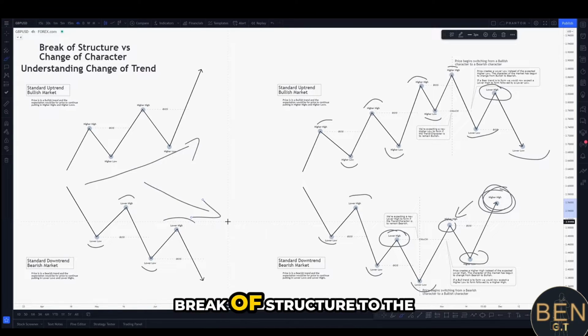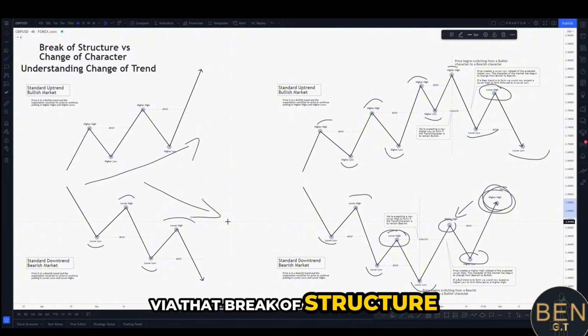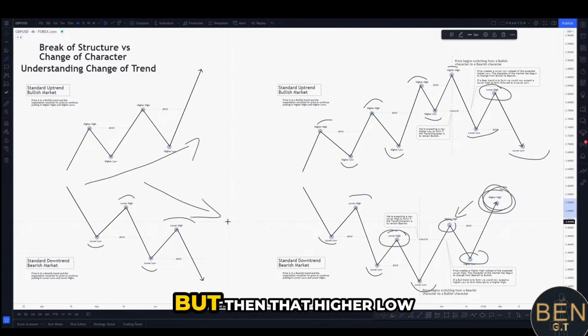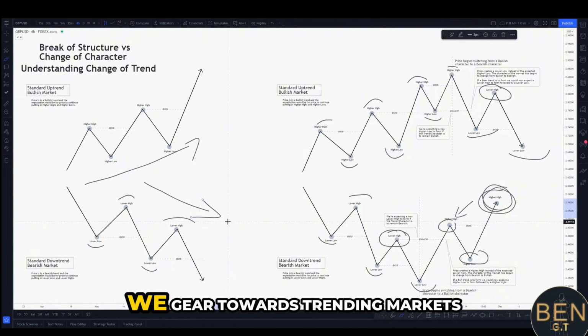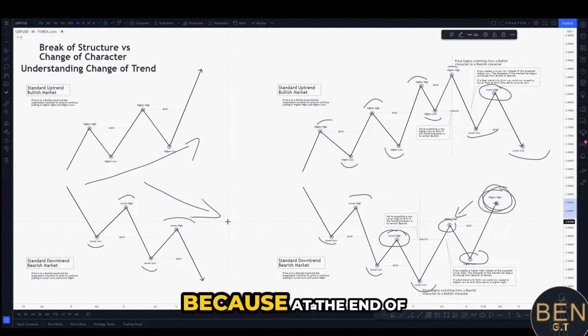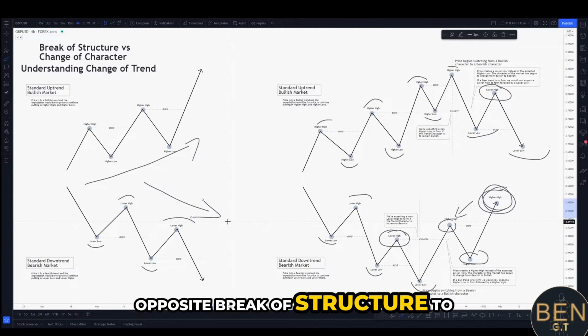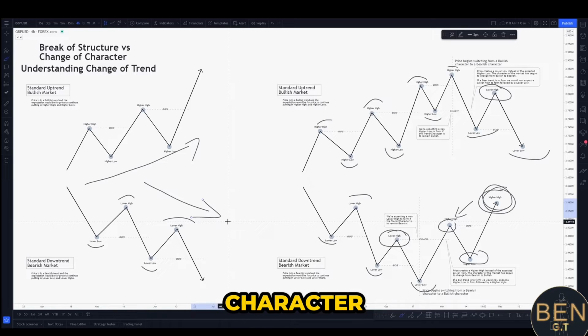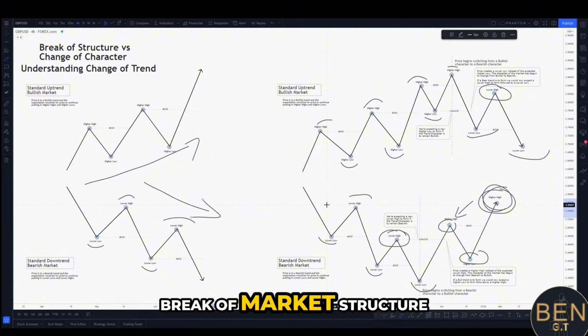So if we see a break of structure to the upside in a bull trend, we're expecting higher highs and higher lows, and we're seeing higher highs forming via that break of structure. Now, if we're seeing higher highs and higher lows, but then that higher low is broken via a break of structure, that's a change of character. Again, a change of character is a break of structure that changes trend. A break of structure is simply a break of structure, but more often than not, we gear it towards trending markets, because at the end of the day, it only really takes one opposite break of structure to change a trend. So therefore, a change of character is one point of a break of market structure.